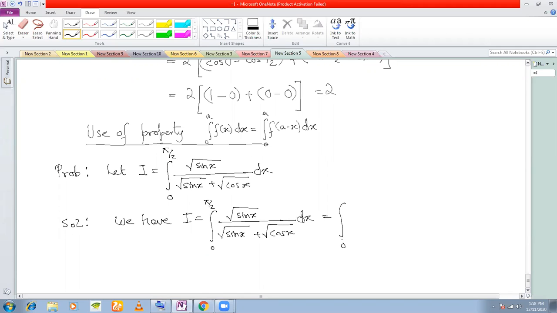We can write this as the integral 0 to pi by 2 of root sin of pi by 2 minus x, and so on. Here a is pi by 2.